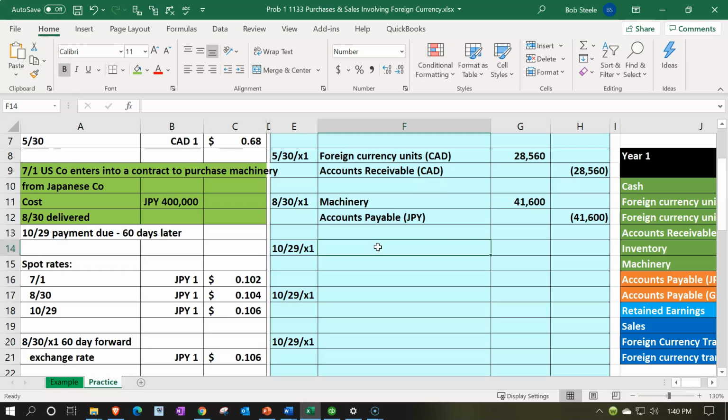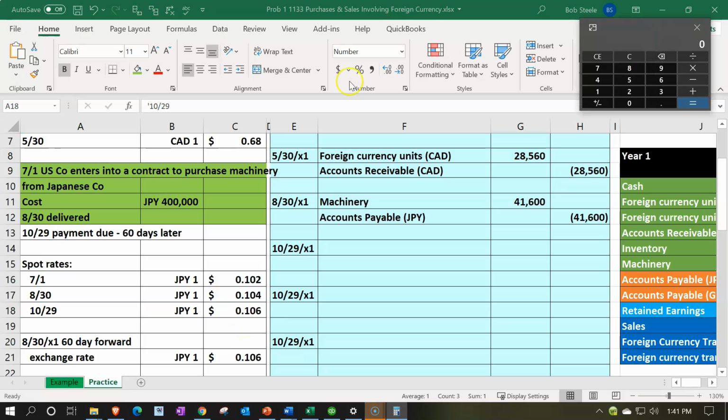So what we're going to do then, let's do it in Excel first and do this basically adjusting journal entry. So we're going to say now the accounts payable needs to be on the books for the current exchange amount. So we have the 1029 amount. The rate is 0.106. So if we pull out the trusty calculator, we got the 400,000 times 0.106. The new payable needs to be on the books at the 42.